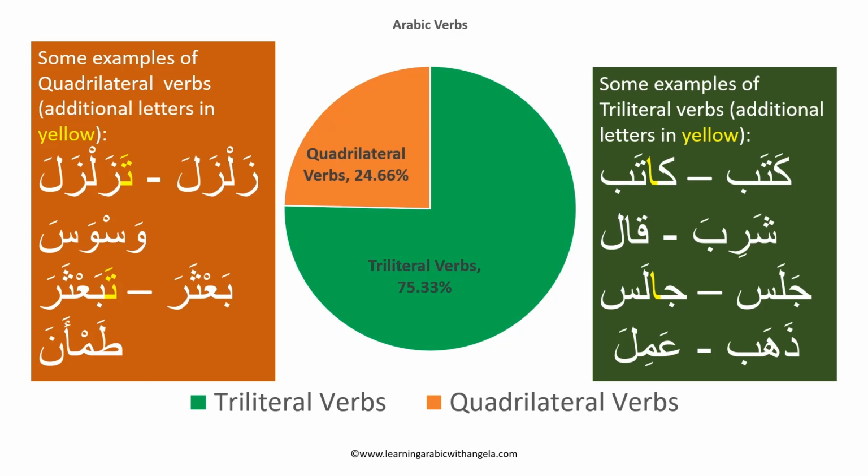Why is this important to know? Because it gives you an idea that the root is the base, and it's like a mold. And by adding to the root, you can create more and more verbs. It depends where you're inserting those additions, whether it's a prefix, in the middle, or a suffix. However, triliteral verbs in general are more flexible and are able to produce more verbs than the quadriliteral verbs. And we're going to focus mainly on triliteral verbs because these are the verbs that we commonly use in daily life.